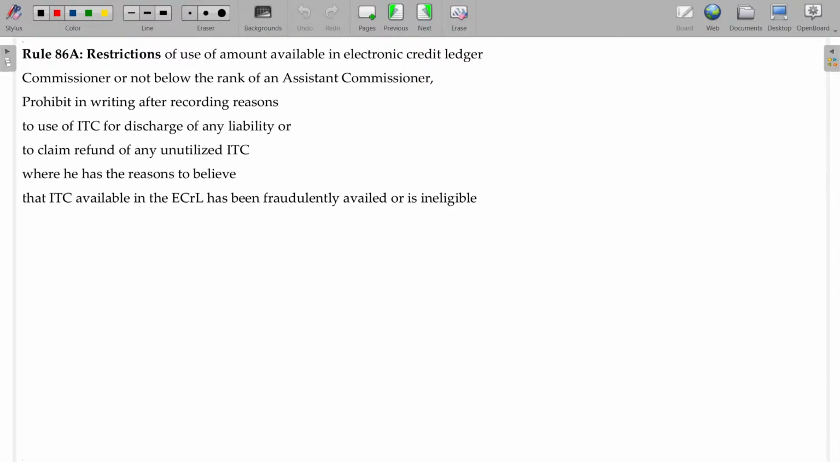Now, rule 86A. It's not a section, it's a rule, 86A. Now, this rule 86A says the amount in the electronic credit ledger cannot be used. Sometimes there are restrictions. The Assistant Commissioner, or a Commissioner not below the rank of Assistant Commissioner, may restrict use. When? When he has reasons to believe that ITC available in the electronic credit ledger has been fraudulently availed.